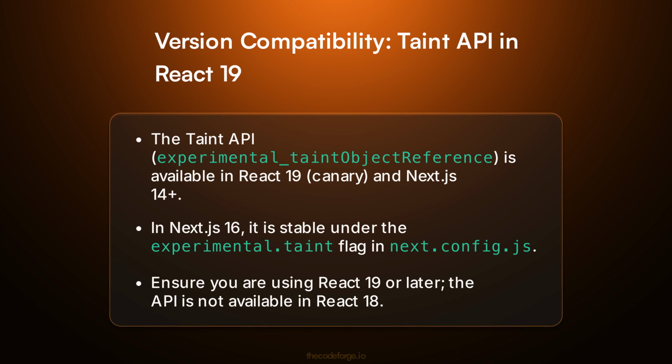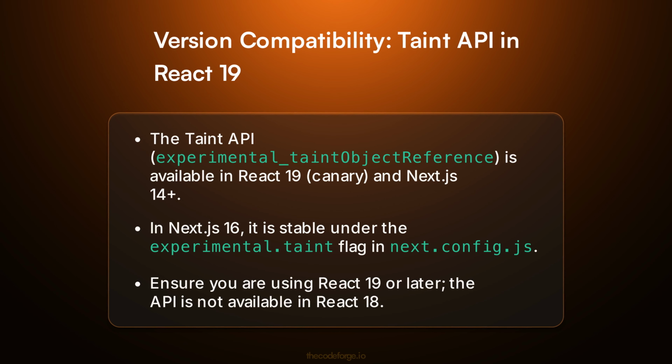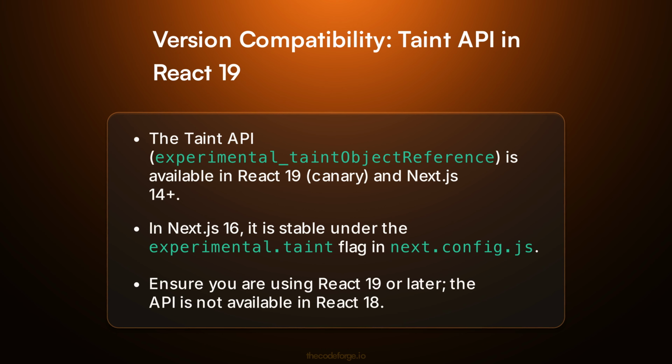The Taint API, experimental_taintObjectReference, is available in React 19, Canary, and Next.js 14+. In Next.js 16, it is stable under the experimental taint flag in next.config.js. Ensure you are using React 19 or later. The API is not available in React 18.